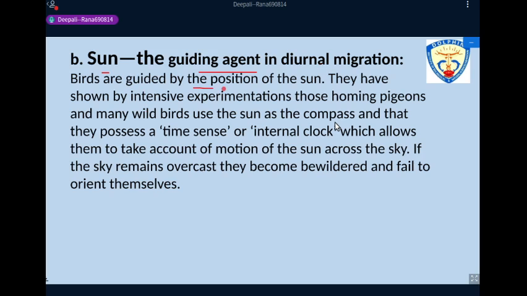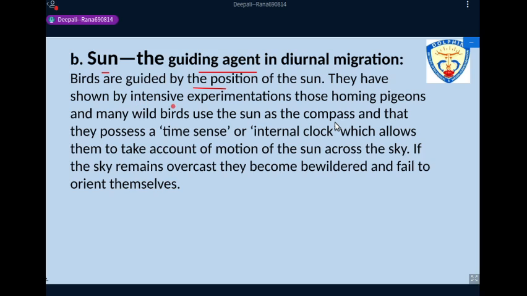The birds will be guided by the position of the sun. When the sun is in the east, the signal goes to the brain of the bird that it is morning time. But when the sun is in the west, the signal will again go and give a stimulus to the bird that it should go back to the nest. Okay, so the birds are guided by the position of the sun.